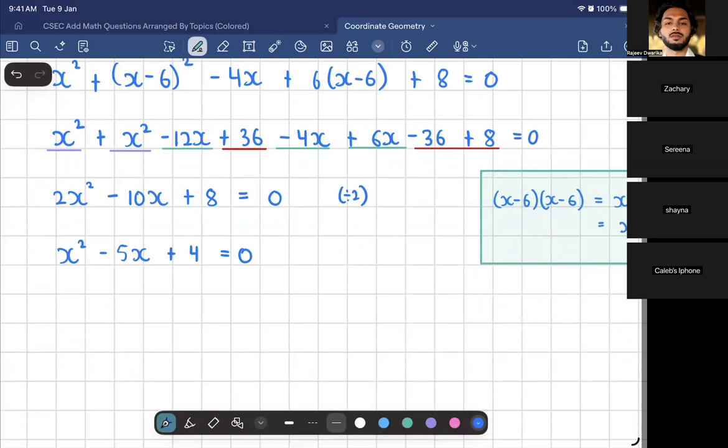Factorize. We have to factorize. So I'm going to open up 2 big brackets. We're going to look at the first term. Tell me, Sheena, to get x squared, multiply what by what? X by x. All right. Then I'm going to look at what term next? Your middle term.